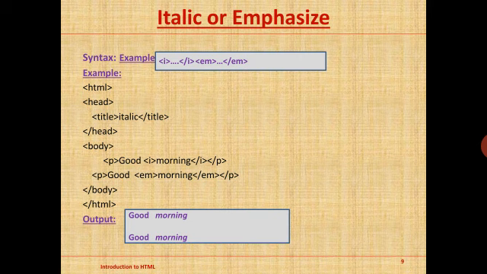Let us consider the following example. In our example, the paragraph "Good morning" has an italic tag for the word morning. Hence, in the output, the word morning appears italic.